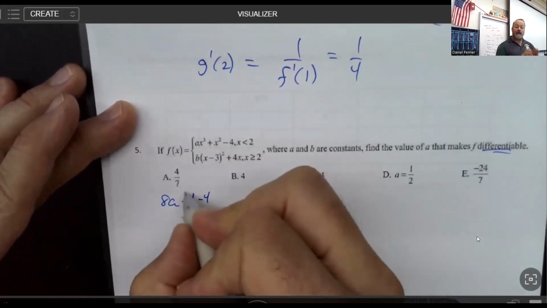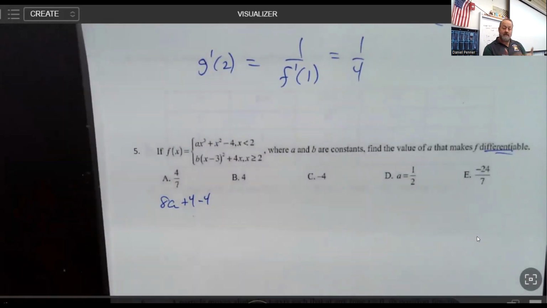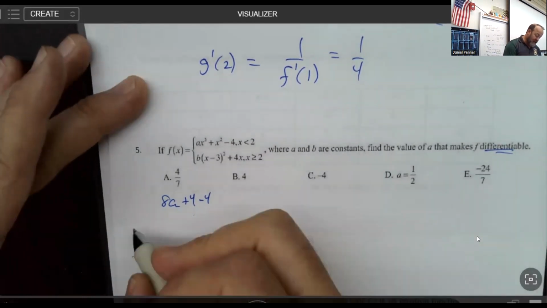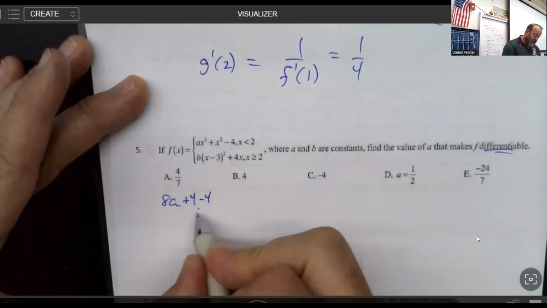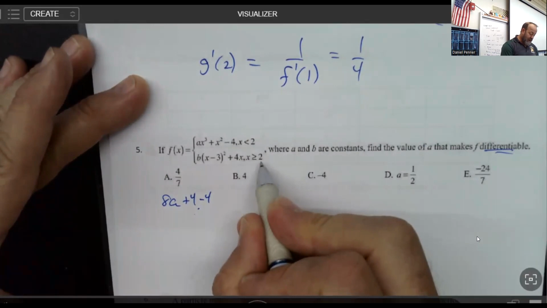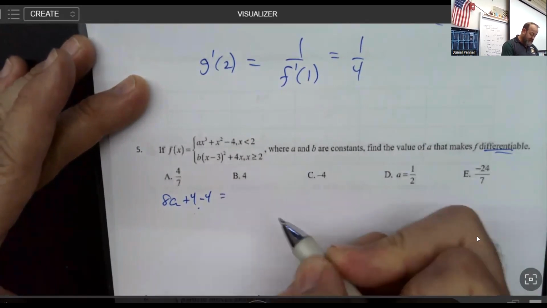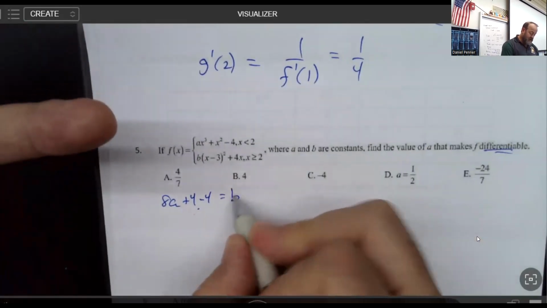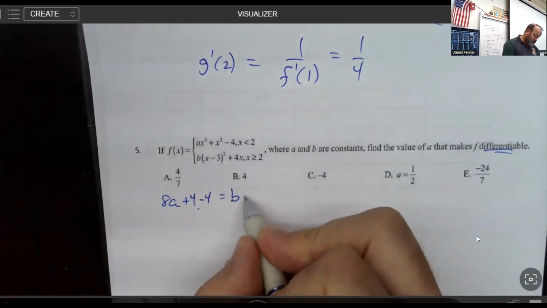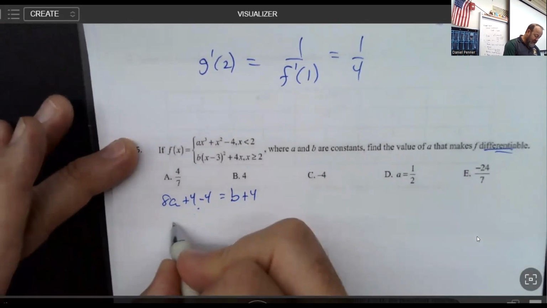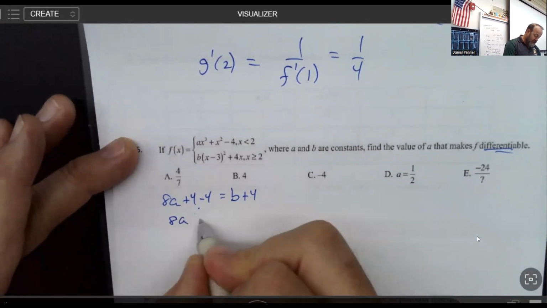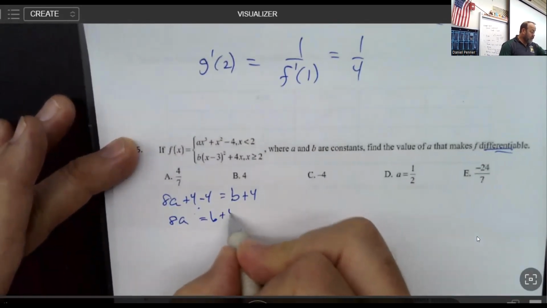Again, I'm not writing this in a super formal way because this is a multiple choice question, but I could say the limit as x goes to 2 from the left side would be this value. Then as I go to 2 from the right side, it has to be exactly the same value. 2 minus 3 is -1, which squared is 1, so plus 4. So 8a is equal to b plus 4.